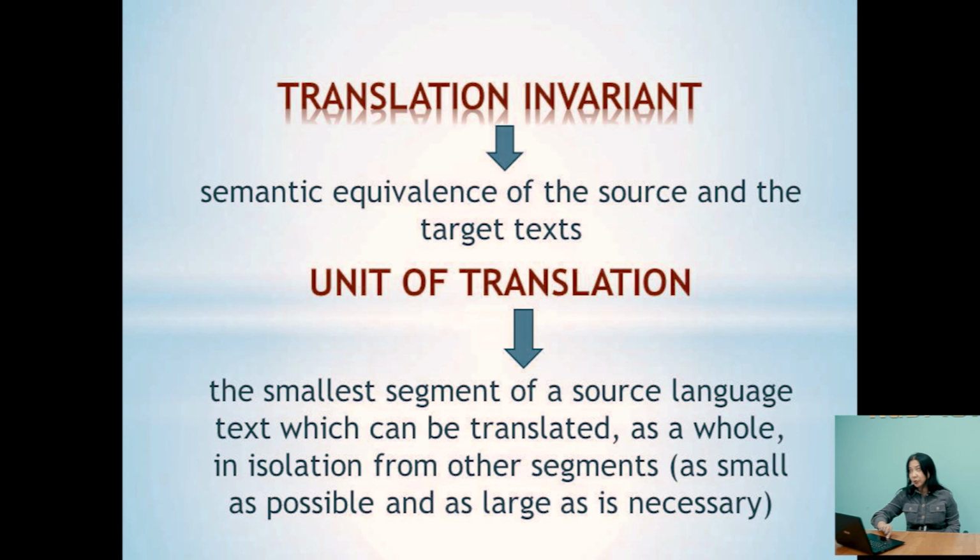So the last point of our lecture is unit of translation. Singling out and defining unit of translation is a problem widely discussed in translation studies. A unit of translation is the smallest segment of a source language text which can be translated as a whole in isolation from other segments, as small as possible and as large as is necessary. Should we consider a word as a translation unit? Though there exists the notion of a word-for-word translation, the word can hardly be taken for a translation unit.